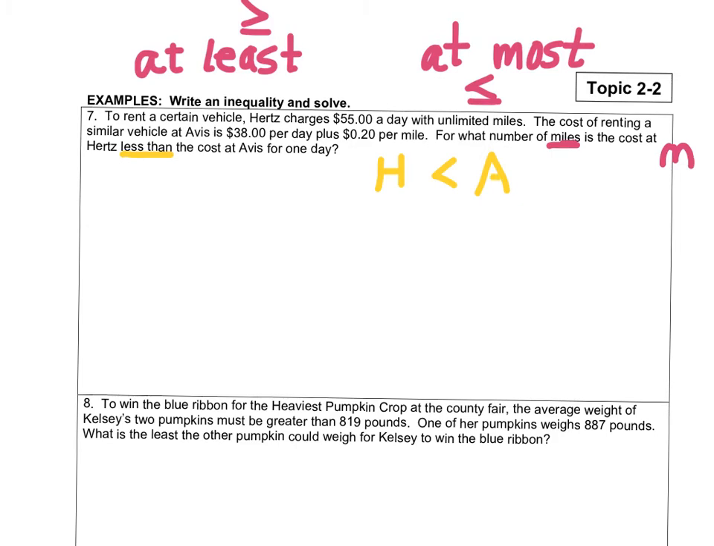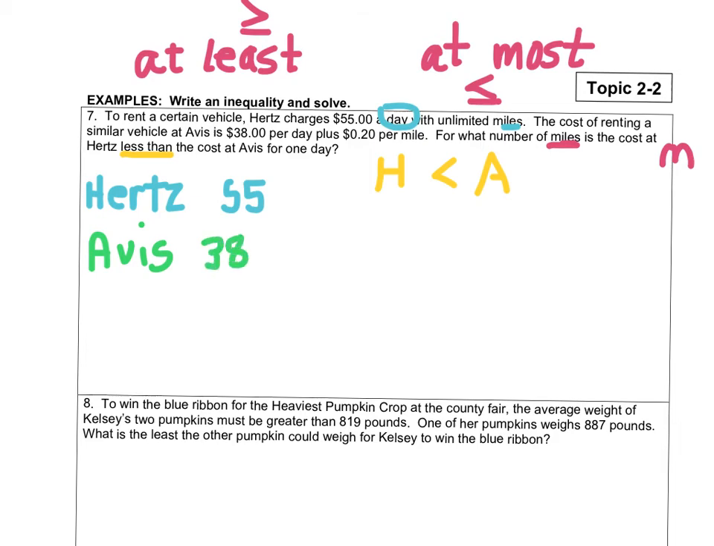Now before we begin there, let's go back and look at what the expression for Hertz is. Hertz costs $55 a day. Well, we're not interested in the days, so we're just going to say it's $55. There are no miles included because the miles are unlimited. For Avis, they say it's $38 per day plus 20 cents per mile. I know that m is our variable, so that's how it would be written.